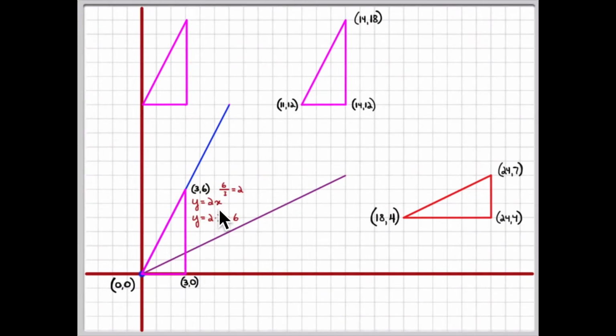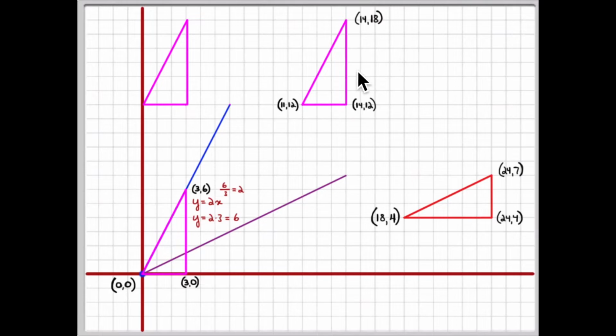So y is going to equal 2x. It's twice as long. If x is 3 units, then y is 6 units. 2 times 3 is equal to 6. So now move up to this triangle and write the equation for the line on which this hypotenuse lies.